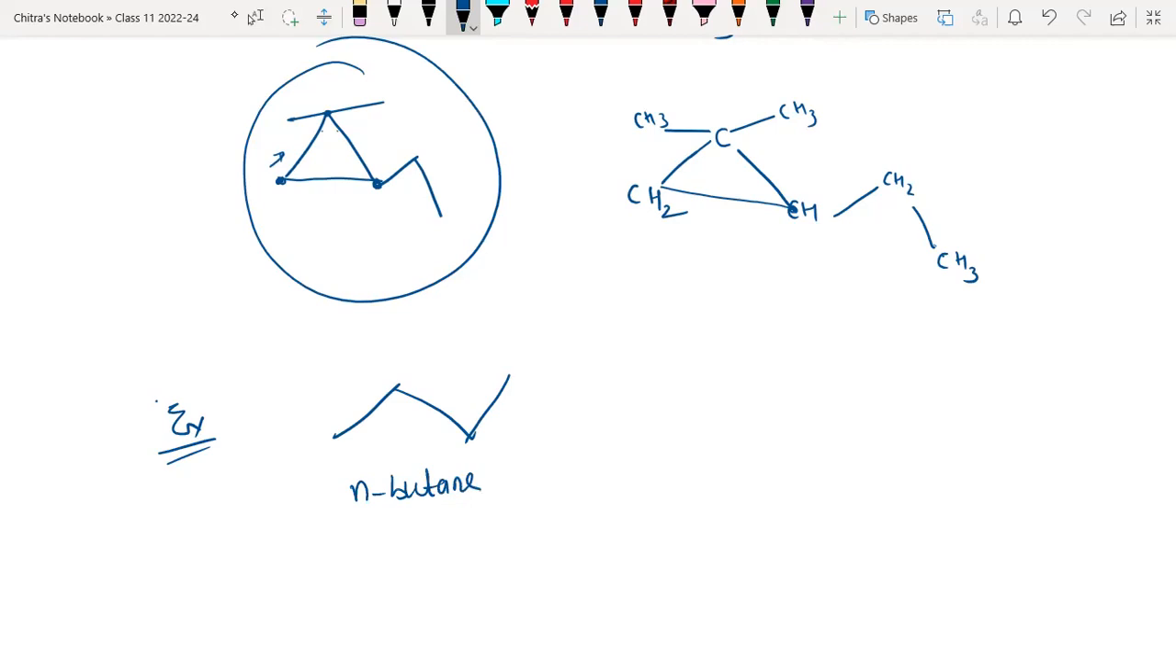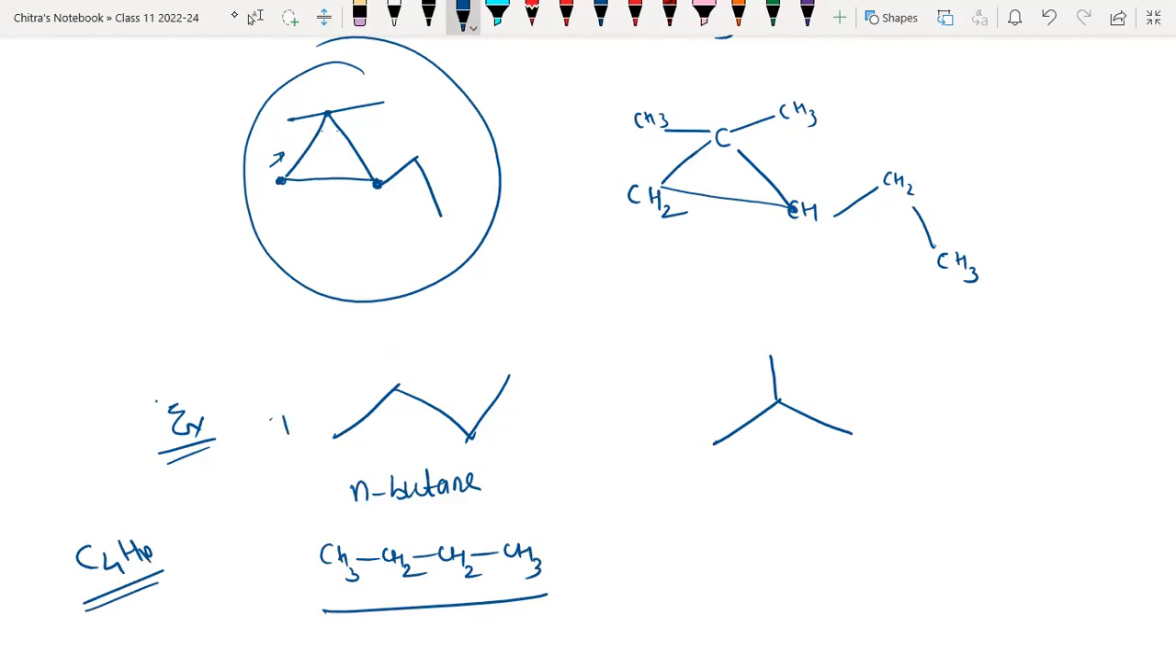But if I think that a particular carbon may be present over here, it is a possibility, no? So can we write that also? Here we have a main chain of 3 carbons, and here we have another carbon. For n-butane I can write CH3, CH2, CH2 and CH3. So this is the first structure for butane, with the molecular formula C4H10, and this is the first isomer.